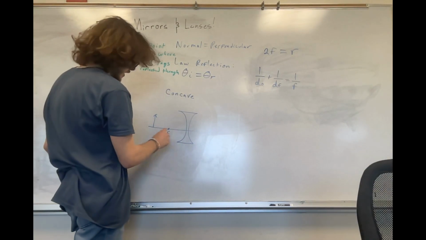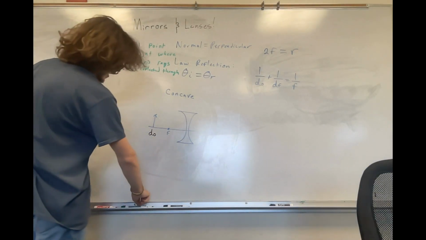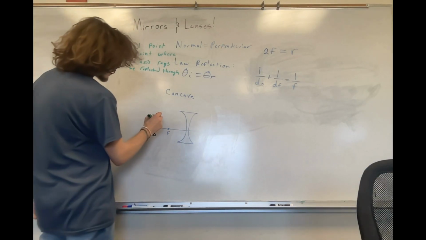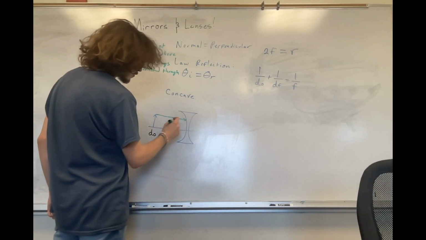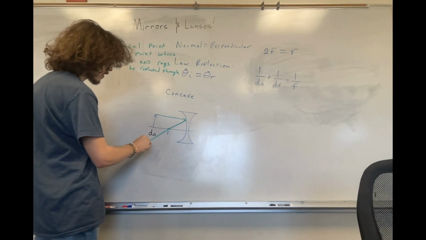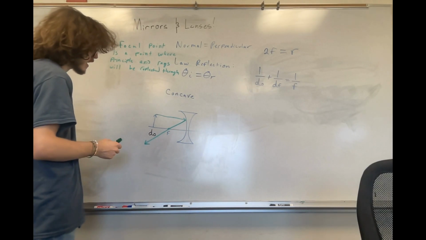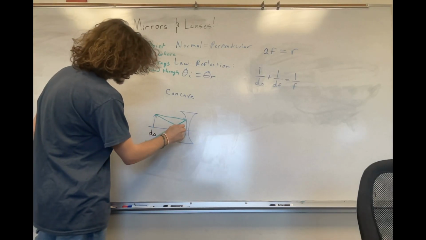Whatever distance from the center of the mirror, this would be d naught. And here's our focal point F. Now, what's going to happen is you're going to see a ray maybe going on the principal axis. We know that it's going to go through the focal point then. Okay, pretty simple.